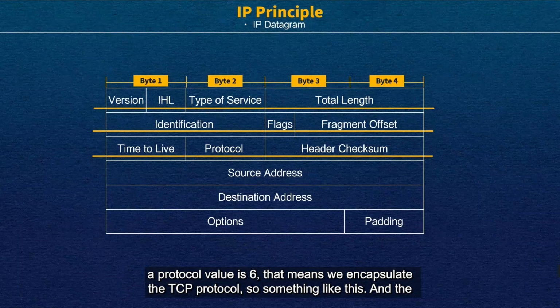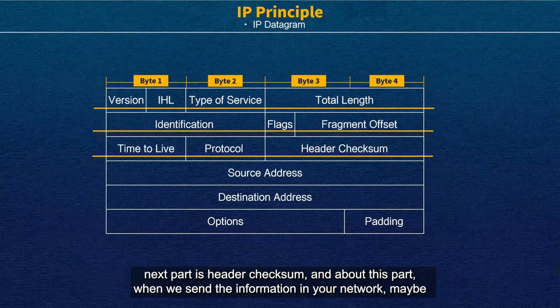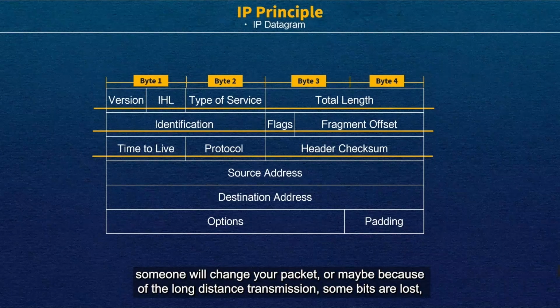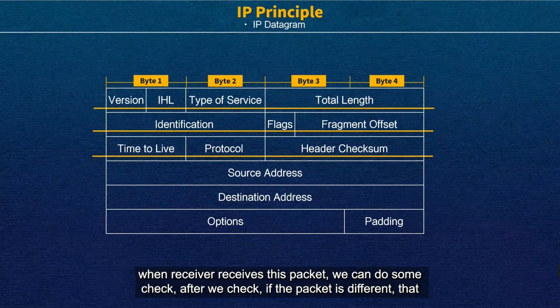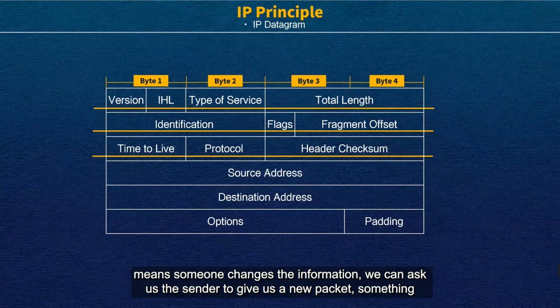The next part is the header checksum. When we send information through the network, maybe someone will change your packets, or because of the long distance some bits are changed. When the receiver receives these packets, it can do a check. If the check result is different, that means the information was changed. We can ask the sender to give us a new packet.